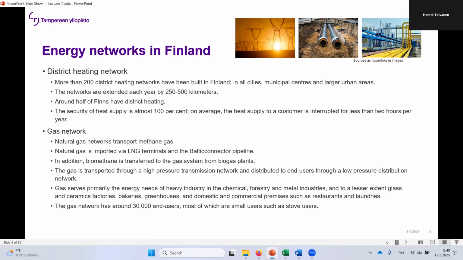The gas network has around 30,000 end users, most of which are small users, meaning the houses that use natural gas to heat. But that's very uncommon compared to, for example, Germany. And the majority of the gas is used in the chemical industry and power plants.